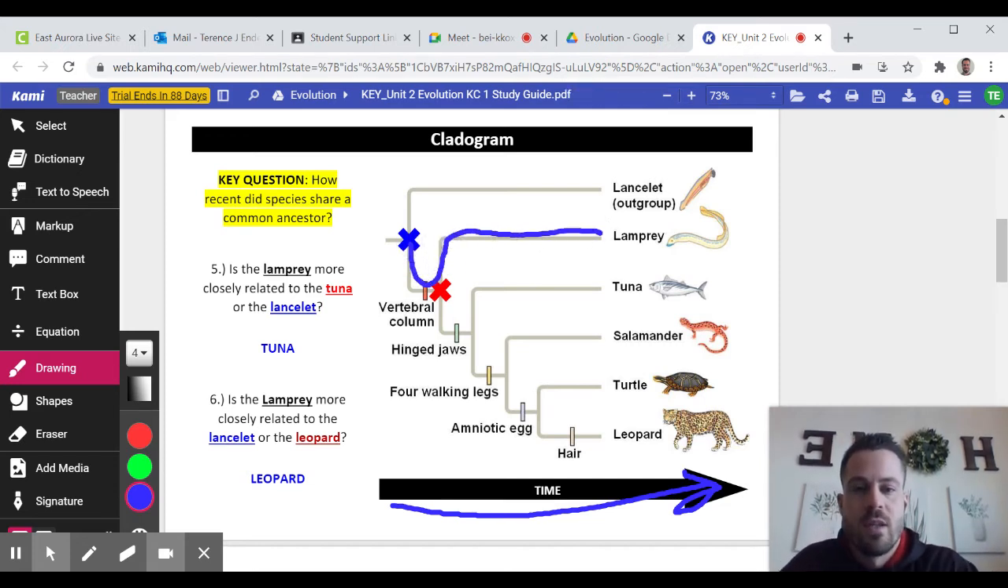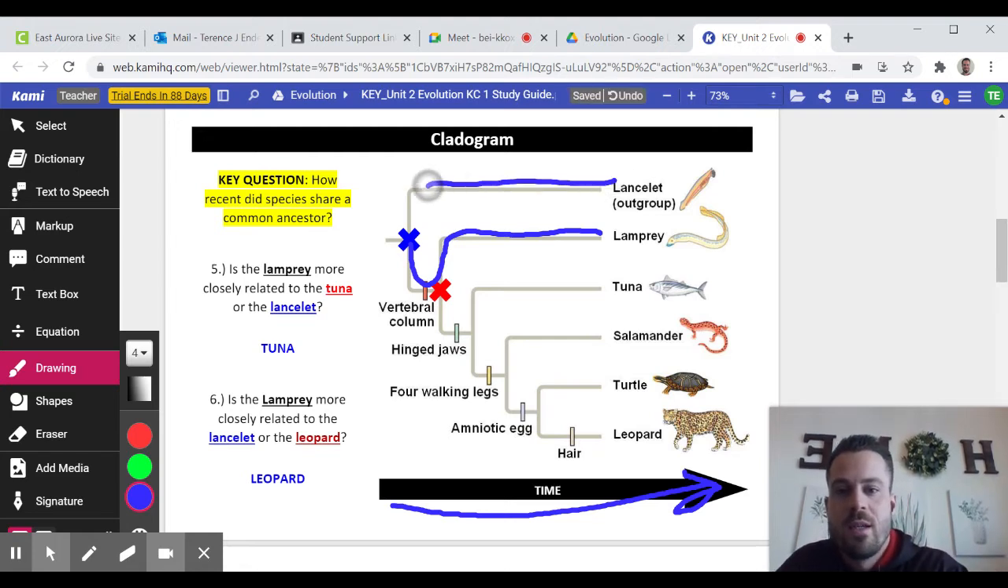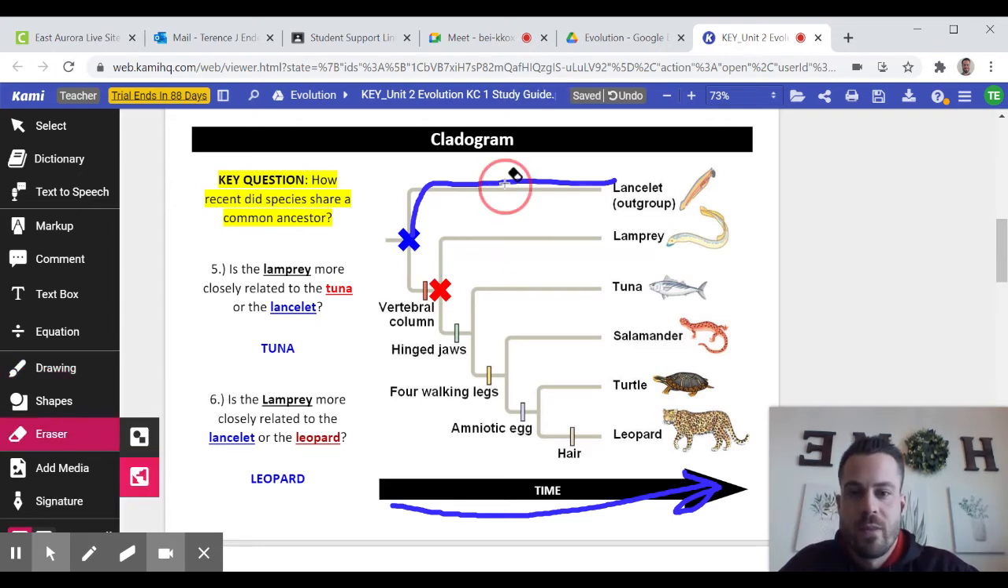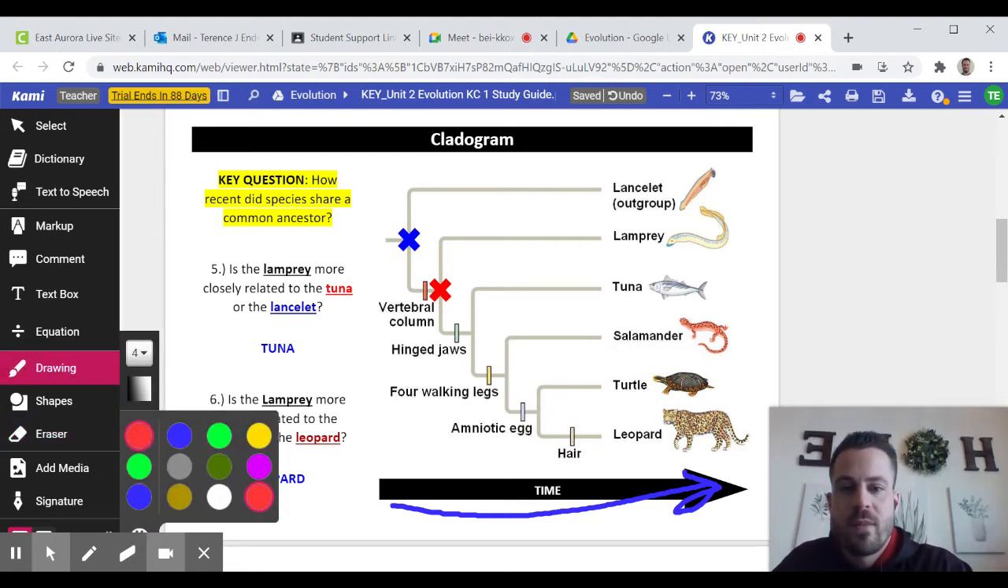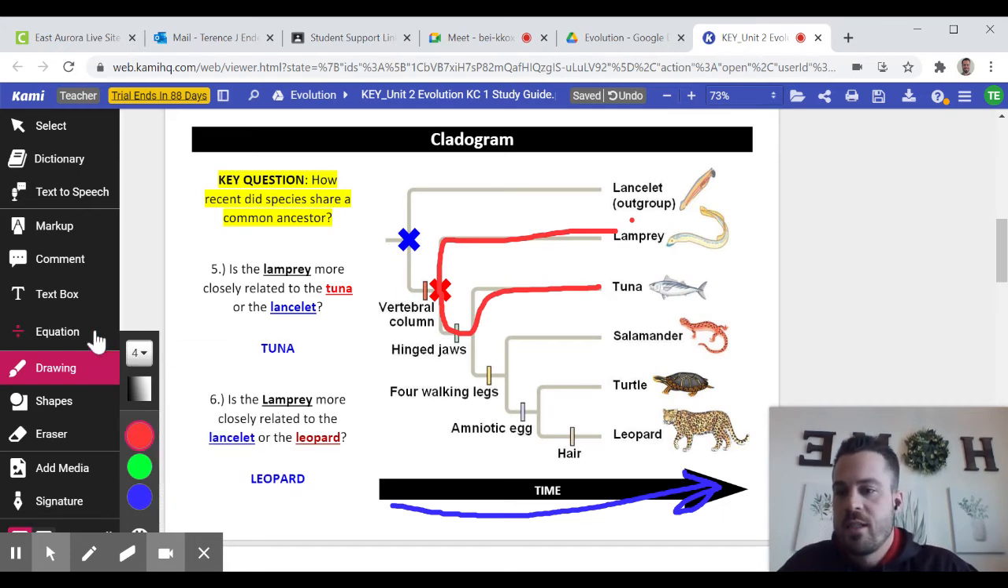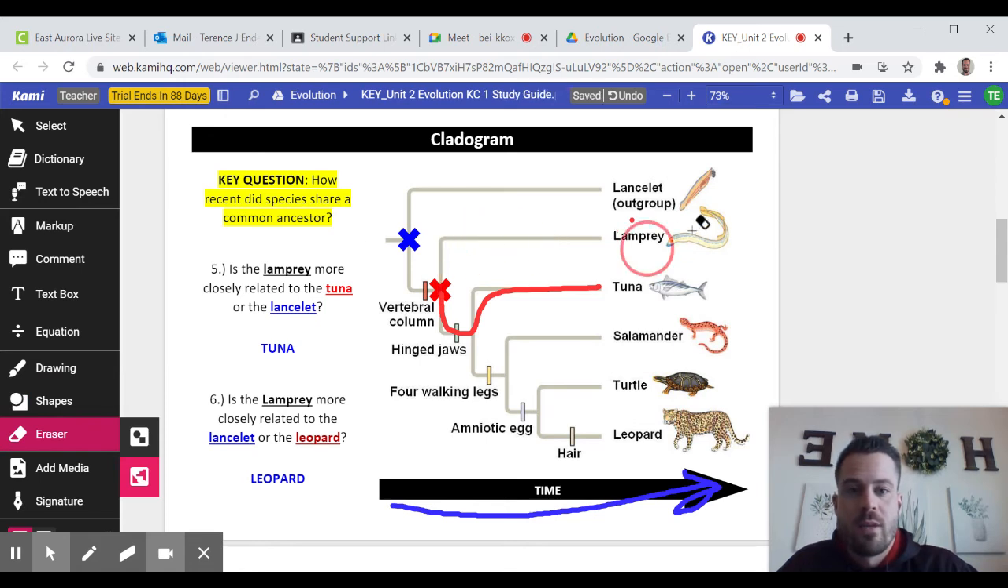So you can see here that that is where the lancet and the lamprey intersected. That's why that was their ancestor. Same thing goes for the tuna and the lamprey. You just have to find where they meet. So that's their recent common ancestor. And what you're going to find is that the tuna is more related to the lamprey than is the lancet.